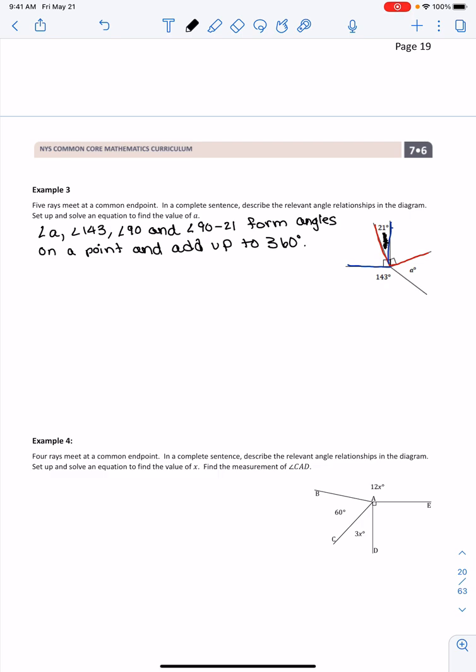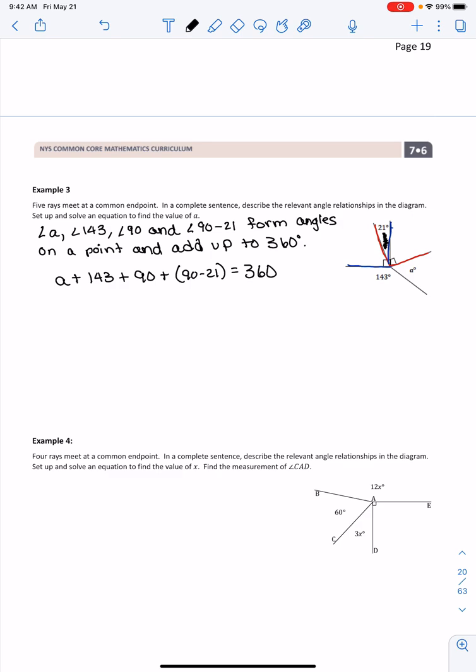So we have A plus 143 plus 90 plus 90 minus 21 in parentheses equals 360. Now you can do this one of 2 ways. You can either put in the 90 minus 21 in parentheses, or you could subtract the 90 minus 21 and simply put in 69. Either way is perfectly okay.